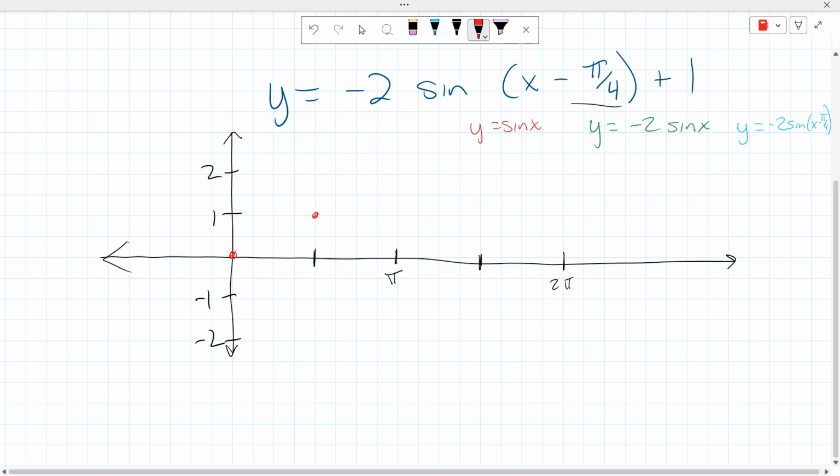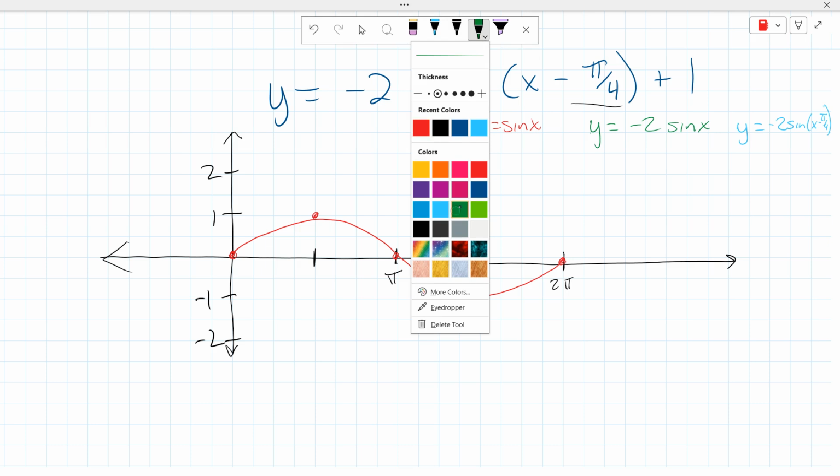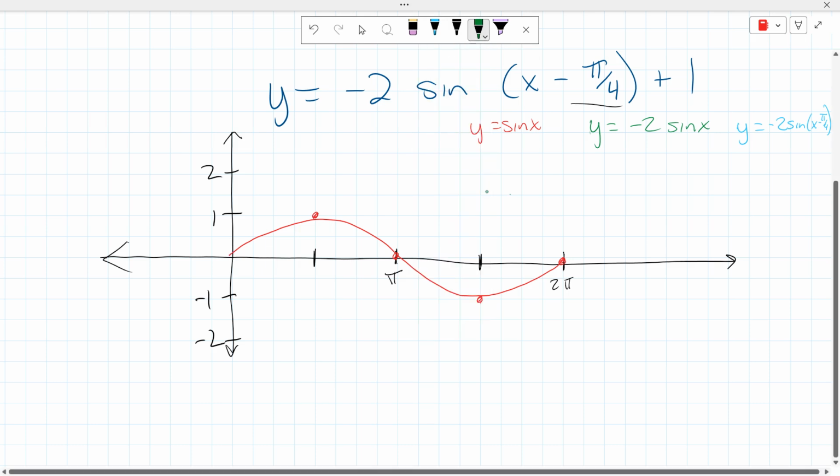0, 1, 0, -1, 0. The sine curve. So -2 sine of x, we take each point that's not at 0 and multiply it by -2. So 0 doesn't change, but 1 changes to -2. And -1 changes to 2.